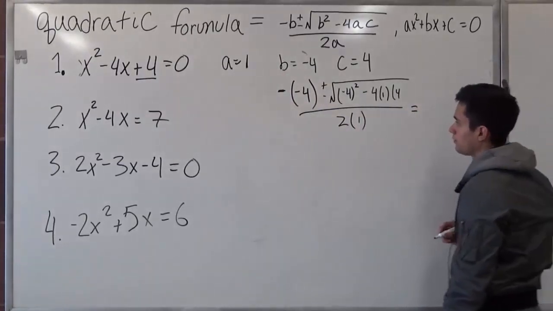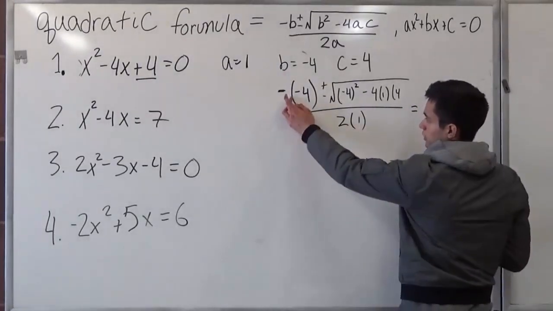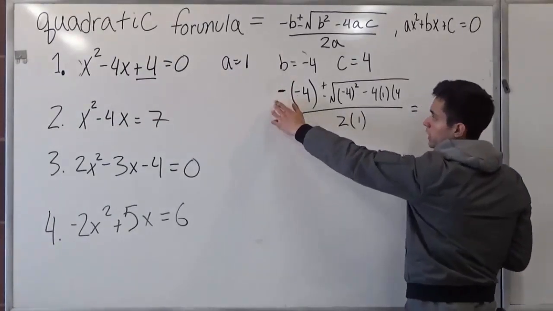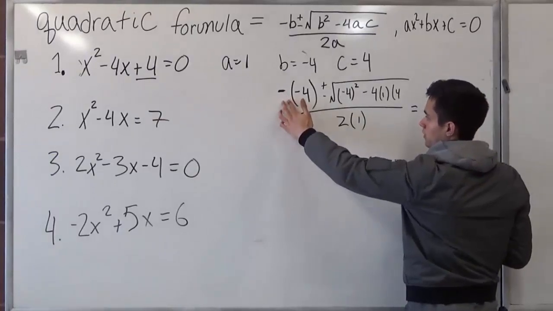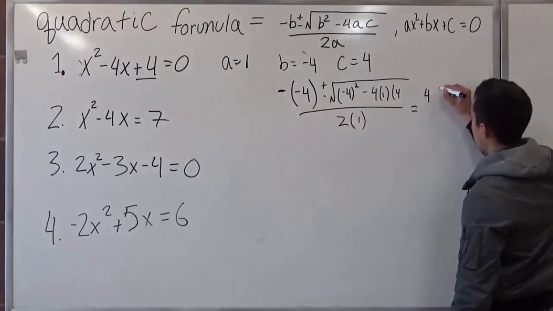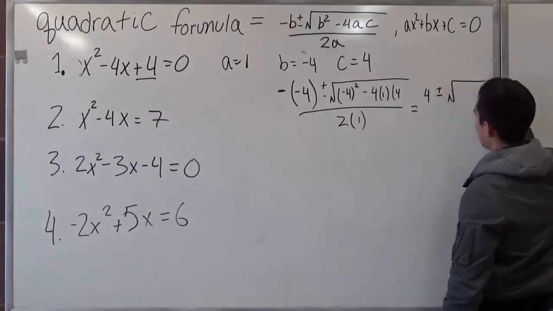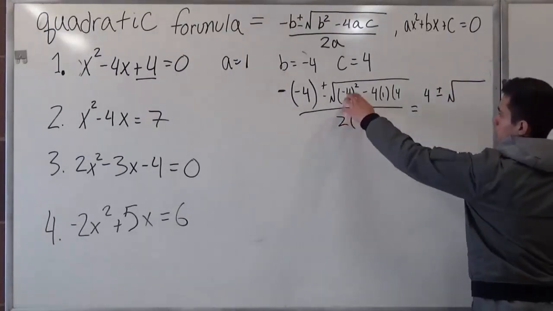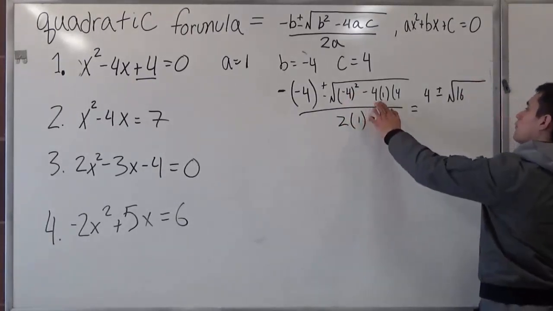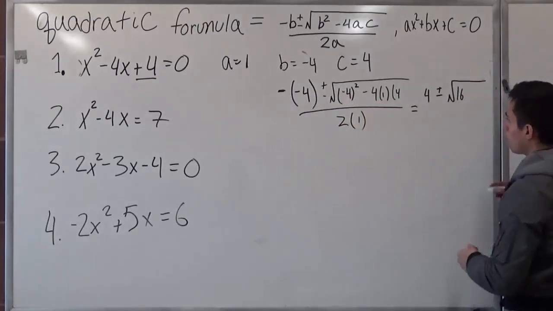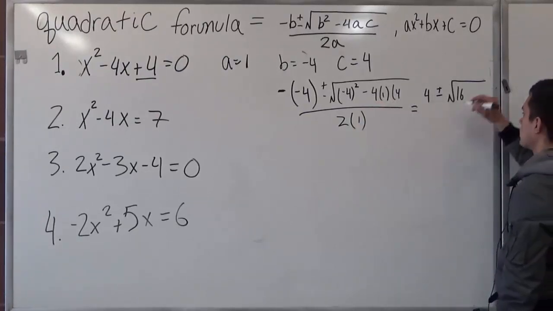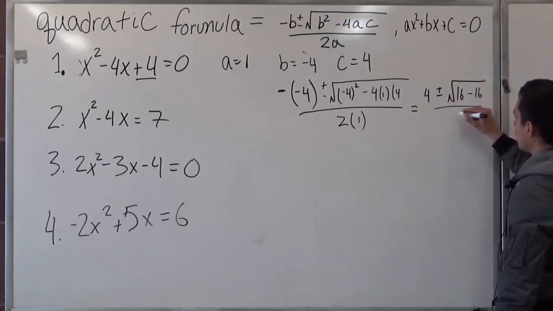So let's pretend, as always, that there's an imaginary 1 here. Negative 1 times negative 4 will just give us 4. Plus negative 4 to the second power is just positive 16. Negative 4 times 1 is negative 4. Negative 4 times 4 is 16. All over 2.